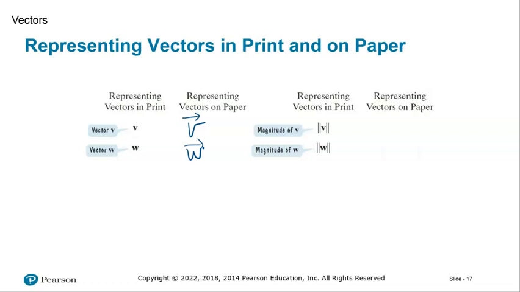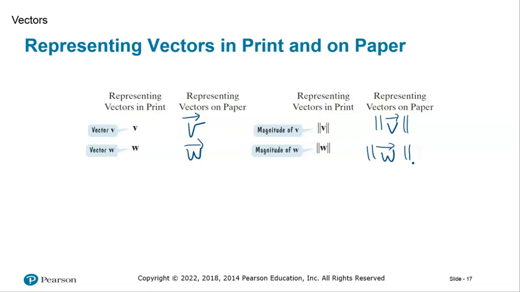Okay, now in print, if you want to represent magnitude, remember the vertical bars gone wild here, so double absolute value V. But if you need to do that on paper, you've got a lot to write. So you have V with the line over it because we can't bold, with the vertical bars, or W with the line over it and vertical bars. So the line over the top, the directed line segment, means you have a vector, and then the vertical bars mean the magnitude of that vector.